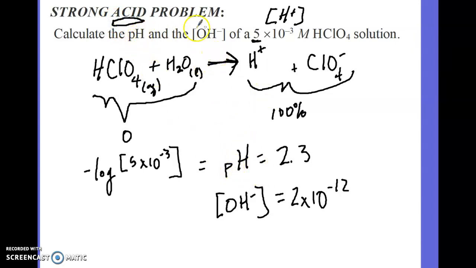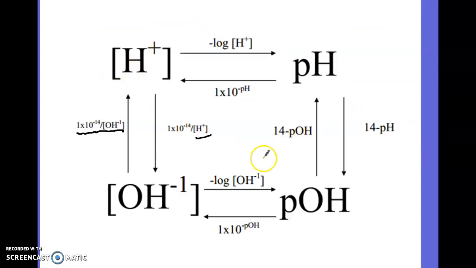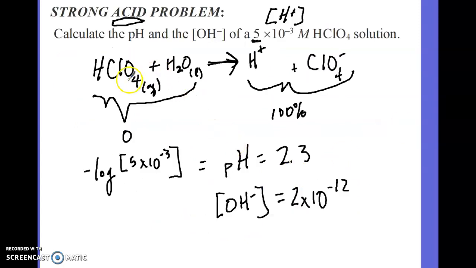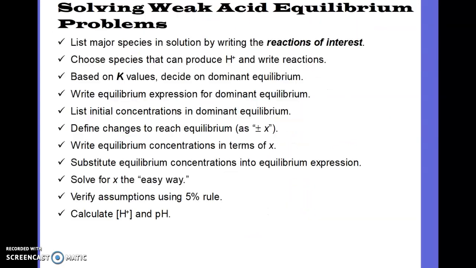And you can be asked for the pH, the OH minus, the hydroxide, the pOH. You could be asked for any of these four things with the strong acid, and it's always just going to be changing that concentration to pH. So it's a strong acid.